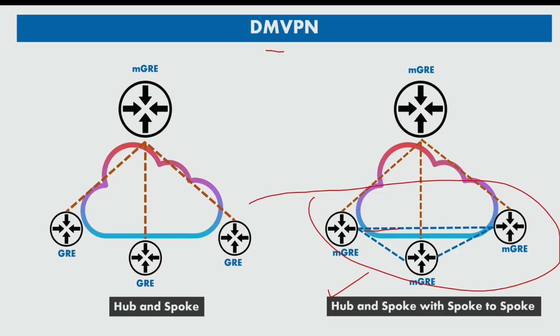A DMVPN cloud is a collection of routers that share the same subnet and are configured with either an mGRE interface or a point-to-point GRE interface, or a combination of the two. Cisco IOS and Cisco IOS XE software routers support DMVPN.